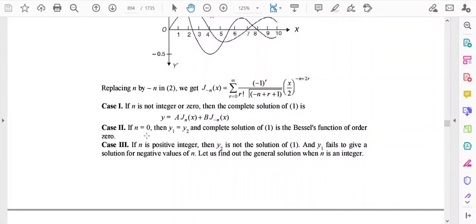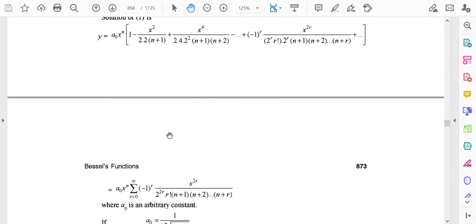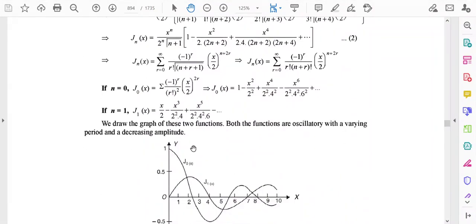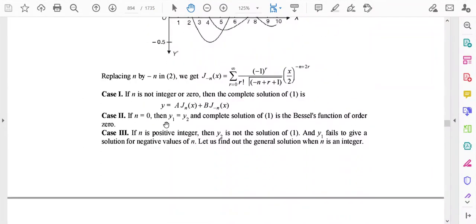And if n is equal to 0, then what will happen? We have obtained actually two solutions, y1 and y2. y1 and y2 means initially we have solved for m is equal to n and m is equal to minus n. So these are two solutions. So for n is equal to 0, y1 will become y2, and that will be the complete solution of the Bessel's equation, and it will be called Bessel's function of order 0.